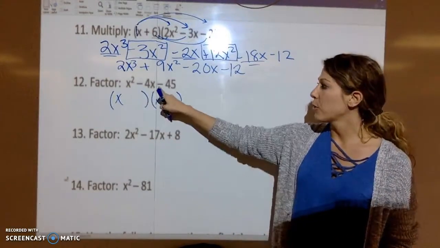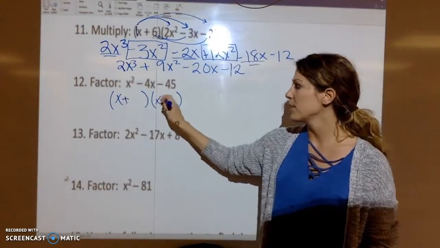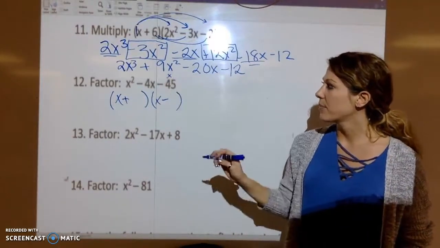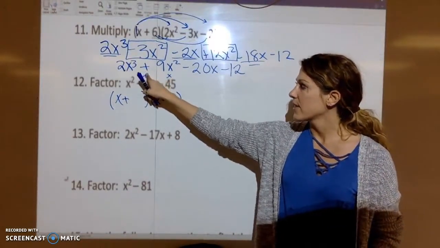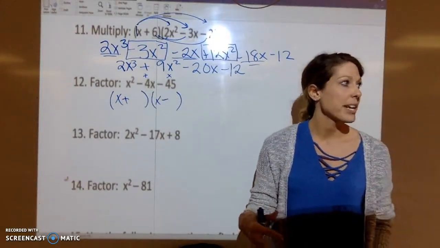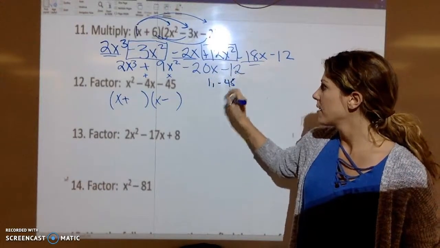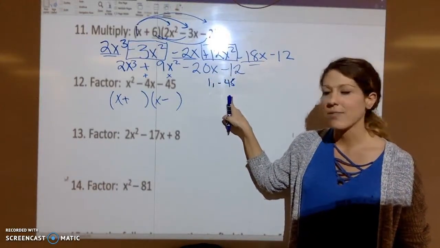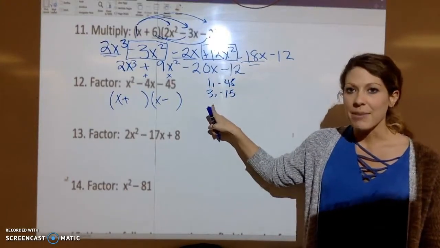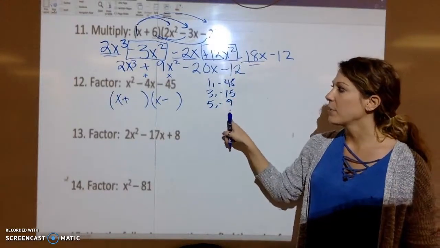We're looking for a positive and a negative because there's a minus in the back. So one's positive, one's negative. And we're looking for two numbers that multiply to give us negative 45 and that add to give us negative 4. So if you get stuck, think about all the numbers that multiply to give us negative 45. So we have 1 and negative 45. 2 doesn't come out even. 3 and negative 15. 4 doesn't come out even. 5 and negative 9. And this is exactly what I wanted.